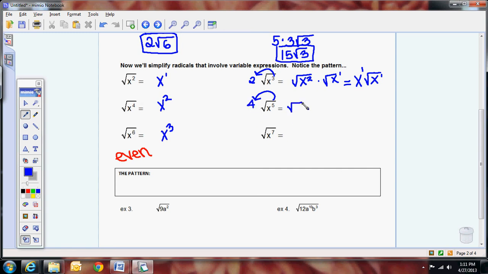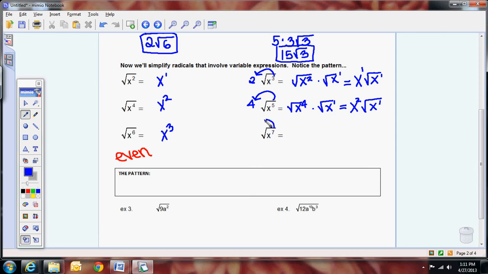So I'm going to have x to the fourth, the square root of x to the fourth, times the square root of x to the first. So now this is nice and simple. I can break it apart. The square root of x to the fourth is x squared. That comes out. And then I can't break apart that x to the first.